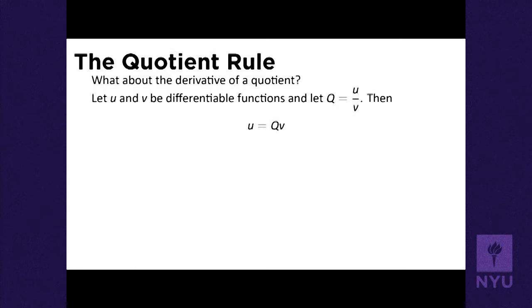u is equal to q times v because q is defined to be the quotient of u and v. Okay? Now I've written this quotient equation instead as a product equation, and I can apply the product rule to that equation. That would tell me that u prime is the derivative of qv, that is q prime v plus q v prime. Okay, now where was I going?